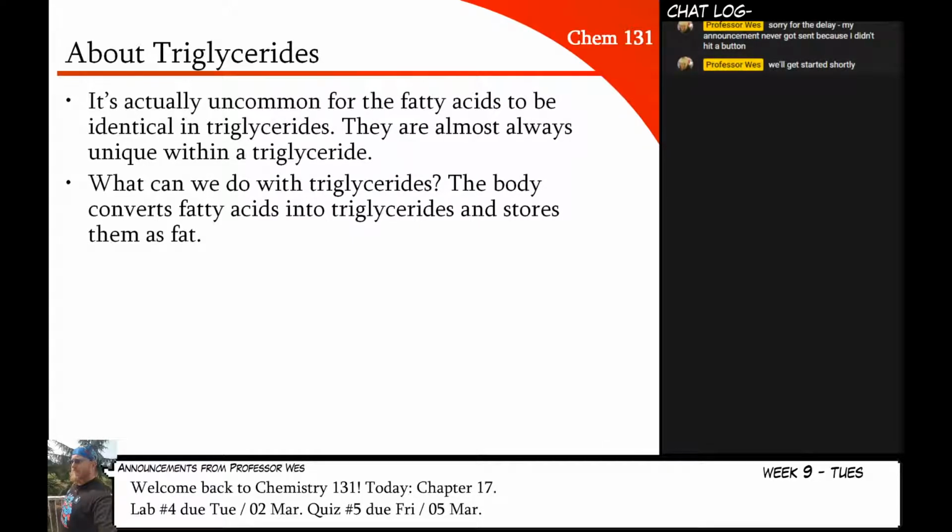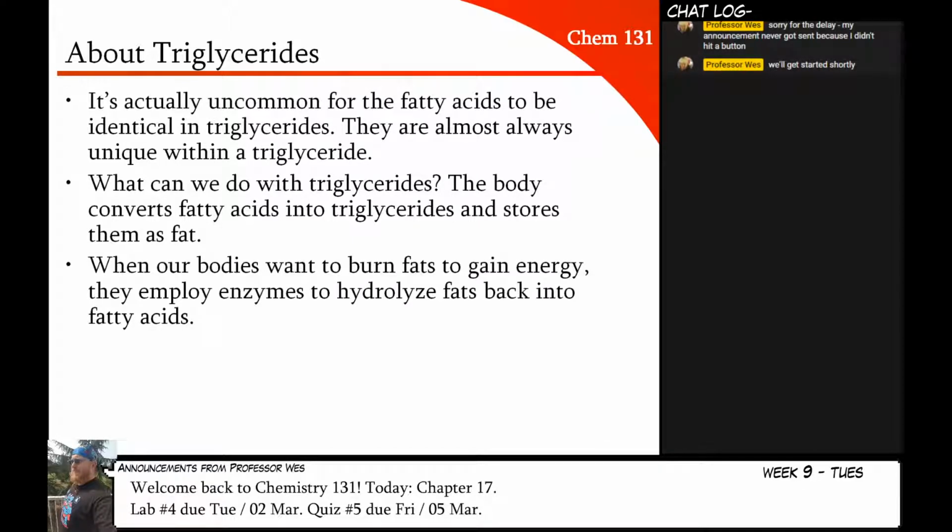Now, what do triglycerides do? Well, your body turns fatty acids into triglycerides, and then you get to keep them as fat for energy storage. And then when you need the energy later, you take your triglycerides and you hydrolyze them back into fatty acids, which you can then use for energy.